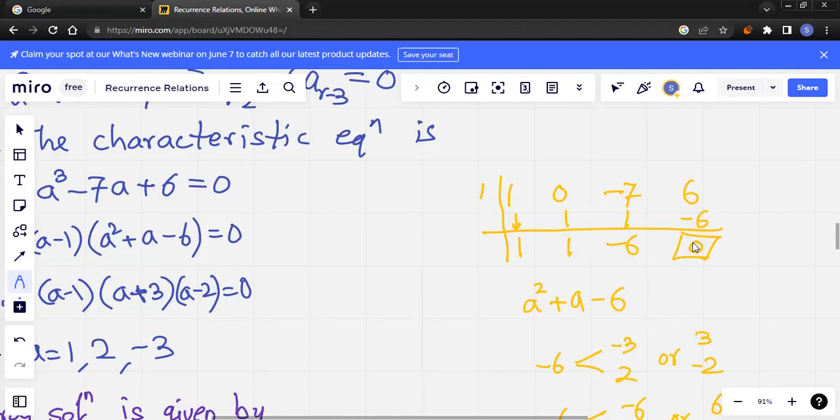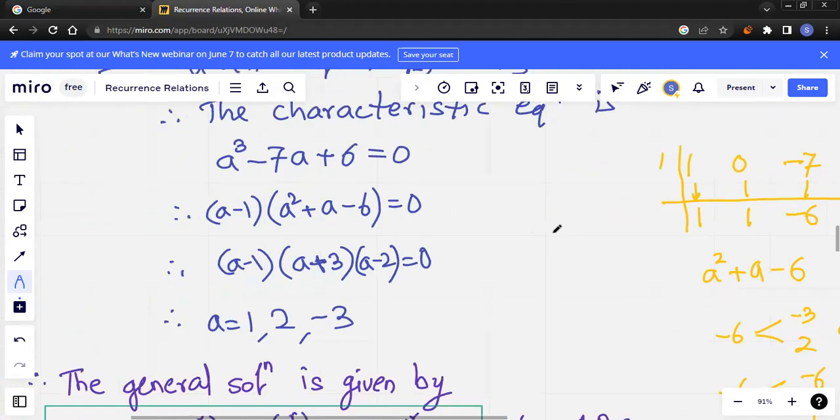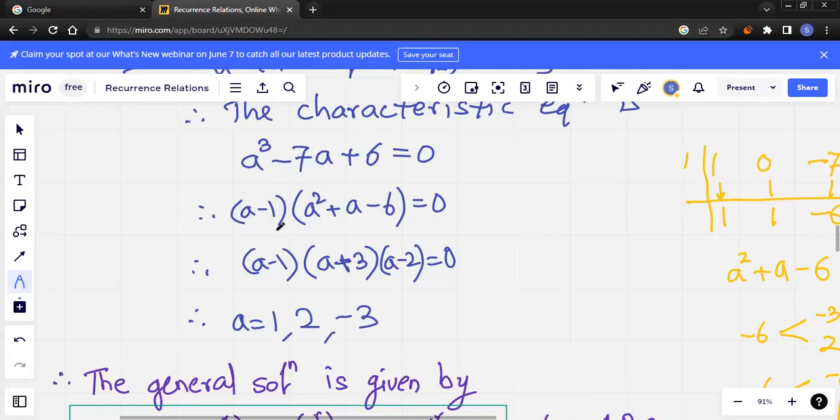Once you get a 0 here, which is the place for remainder, if the remainder is 0, then only the division takes place, as you know. So the division is complete. What this means is, this 1 indicates that the factor is a minus 1. And what is the quotient we are getting? It is a square plus a minus 6. So factorization, you can see this is a minus 1 as our first factor multiplied by a square plus a minus 6 equal to 0.